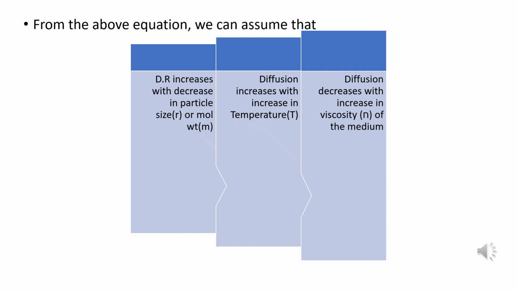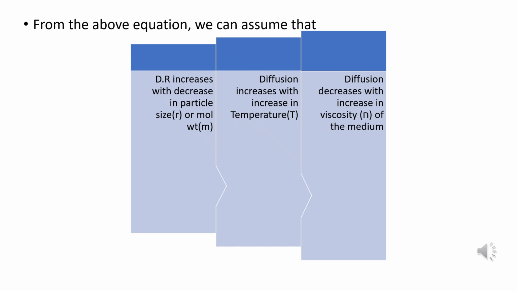Then the third assumption is that diffusion will decrease with increase in viscosity of the dispersion medium. That means viscosity is the thickness or the resistance of the medium to flow. So a more viscous medium will slow down the particle movement. For example, we can say that diffusion is slower in honey than in water. So these are the three assumptions we can make from the above equation.